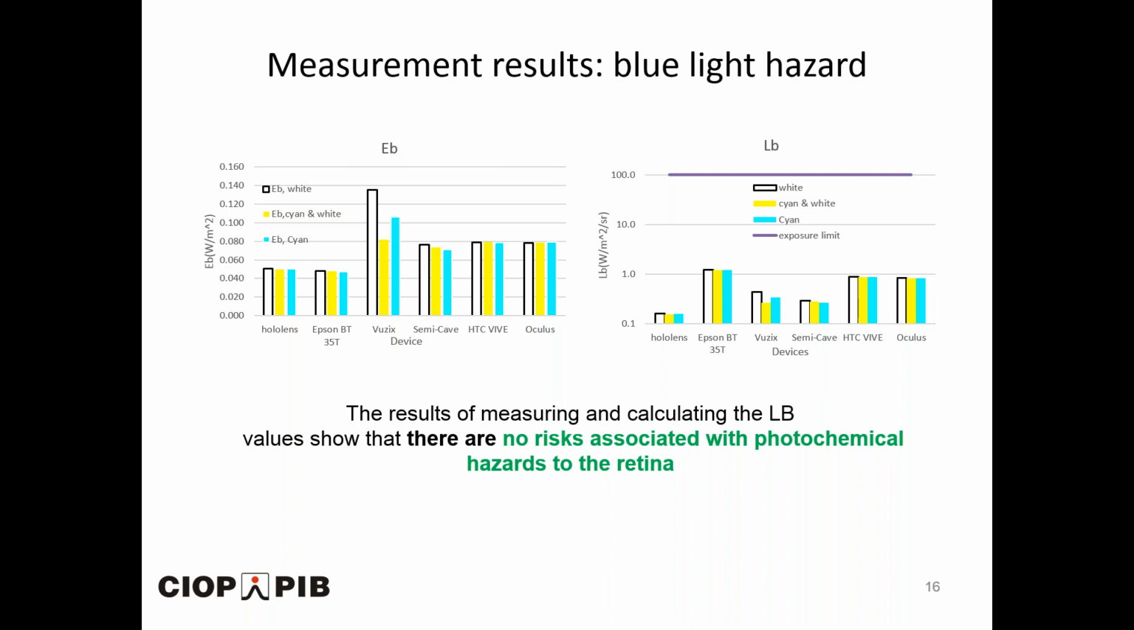Given how these values are calculated, it turned out that the smaller the display, the higher the values we can expect, which can lead to the conclusion that we cannot infinitely miniaturize our displays, because in future it can lead to problems with the blue light hazard and prove that there is actually a risk associated with photochemical hazards if we use too small displays.